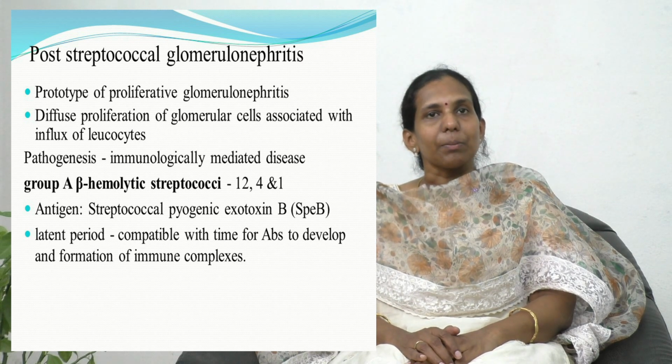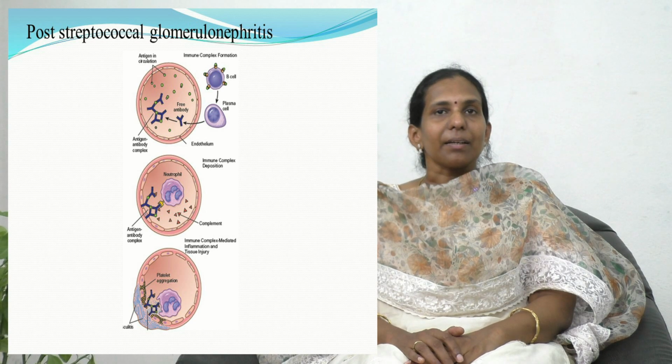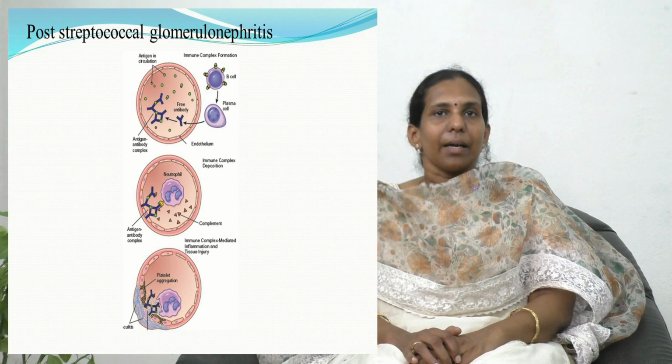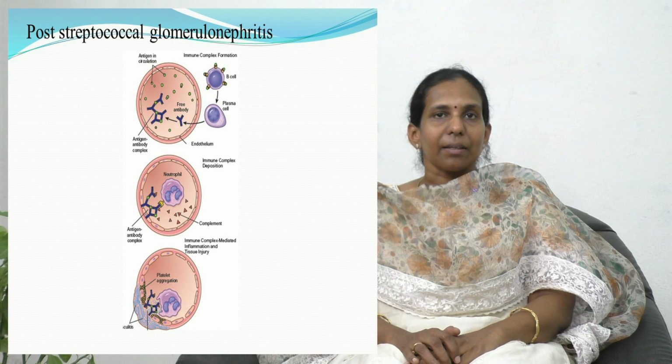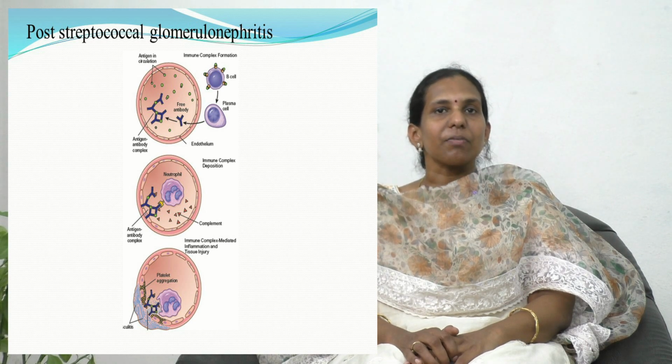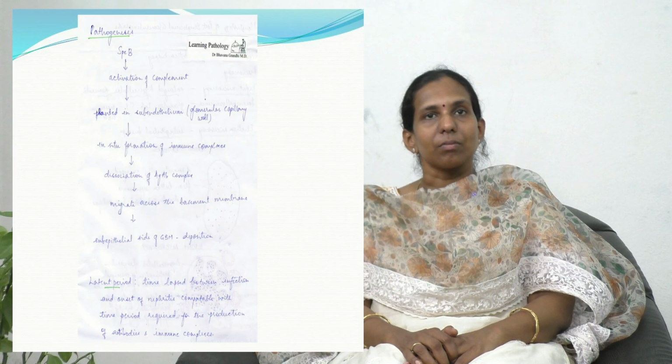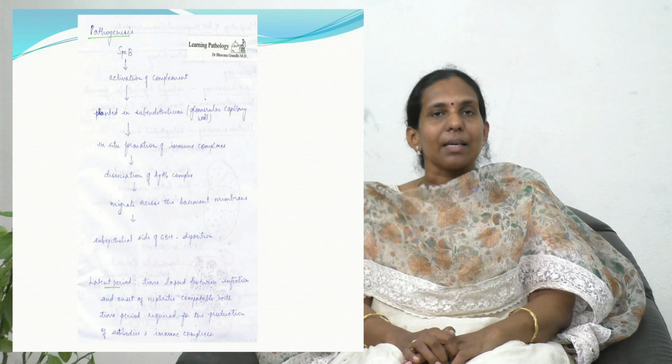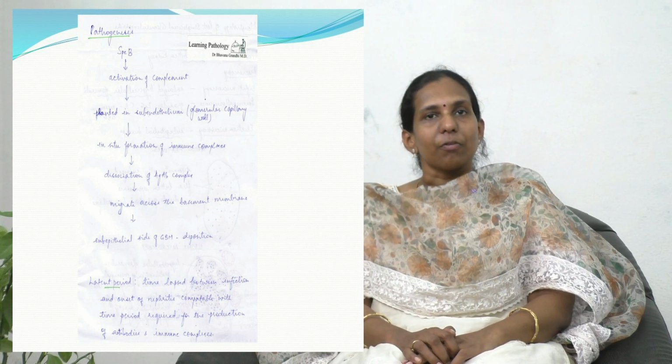Pathogenesis: SPE toxin will be liberated by the bacteria, group A beta hemolytic streptococci. In the diagram, we can see the exotoxin liberated by the bacteria, for which antibodies are produced. Now the antibodies and antigens form an immune complex which is deposited at the glomeruli. The same has been represented in a flowchart.